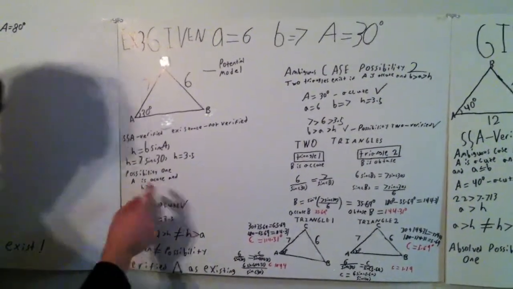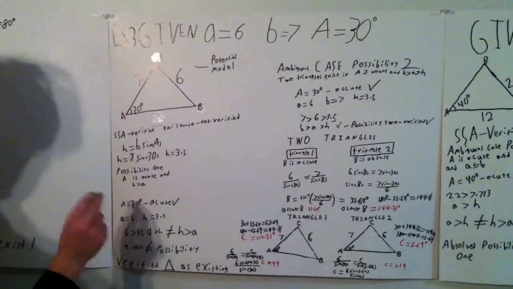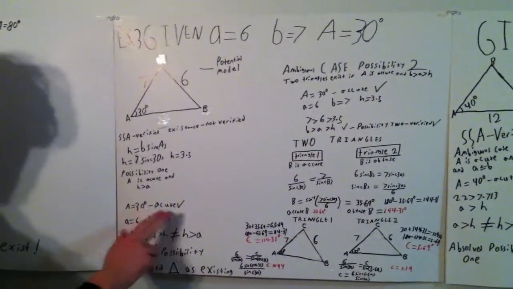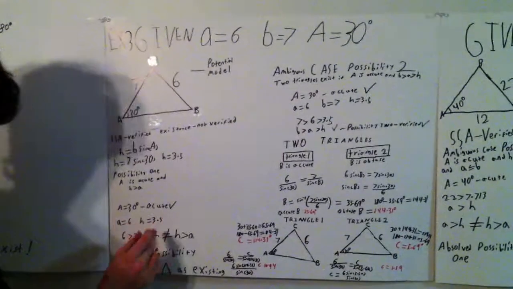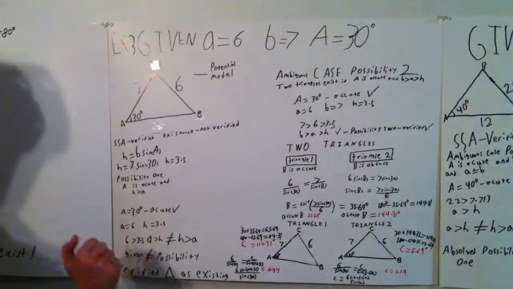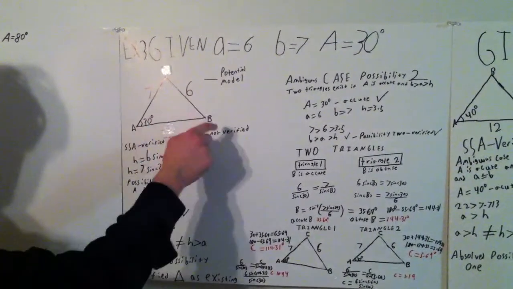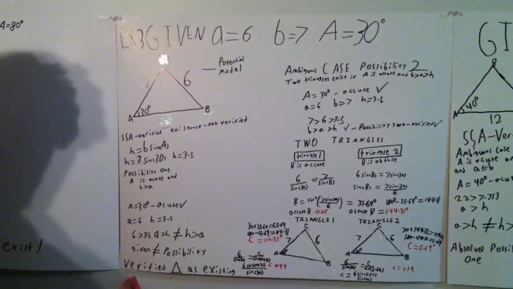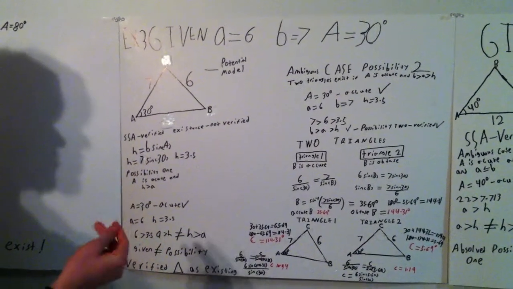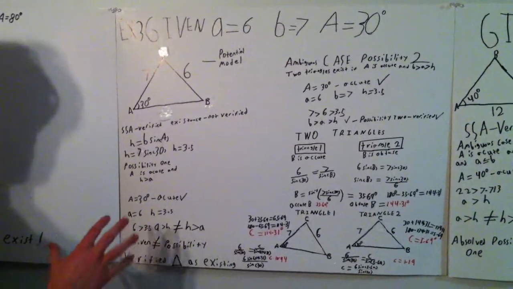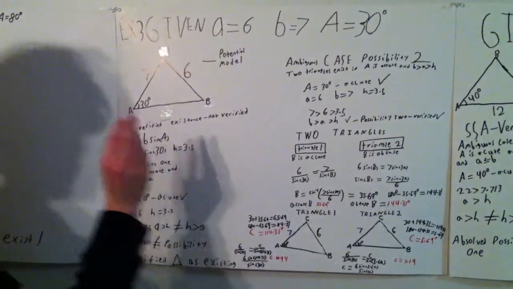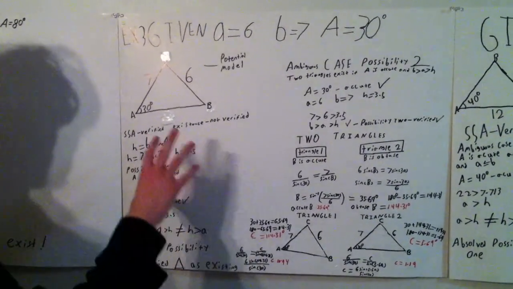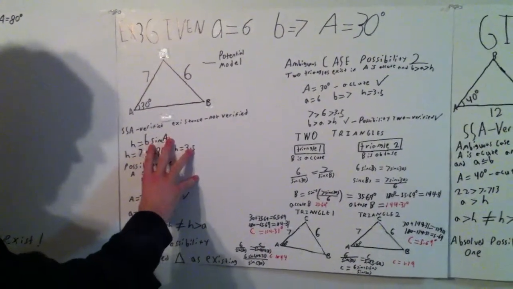So, for possibility 1, our given A is 30 degrees, which is acute. H in this case was 3.5, and the side of A is 6. 6 is greater than 3.5, so therefore A is greater than H, which does not meet the criteria given for possibility 1, and as a consequence we can absolve possibility 1.